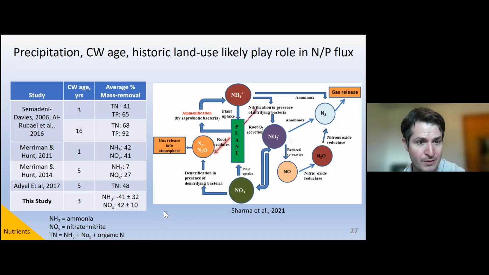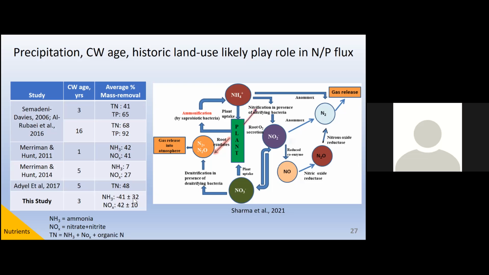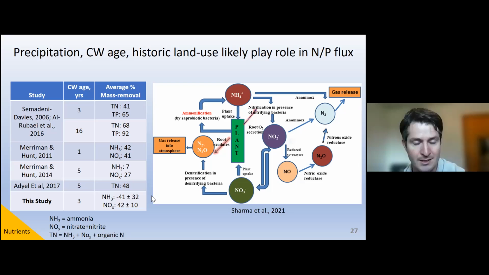So a little more useful is looking at other constructed wetland studies and how they reported nitrogen and phosphorus reductions or mass removals. Unfortunately, a lot of them usually only report total nitrogen and total phosphorus. They don't speciate beyond that, but there were a few, and nitrite was definitely more in line with the literature in terms of how much it was reduced.